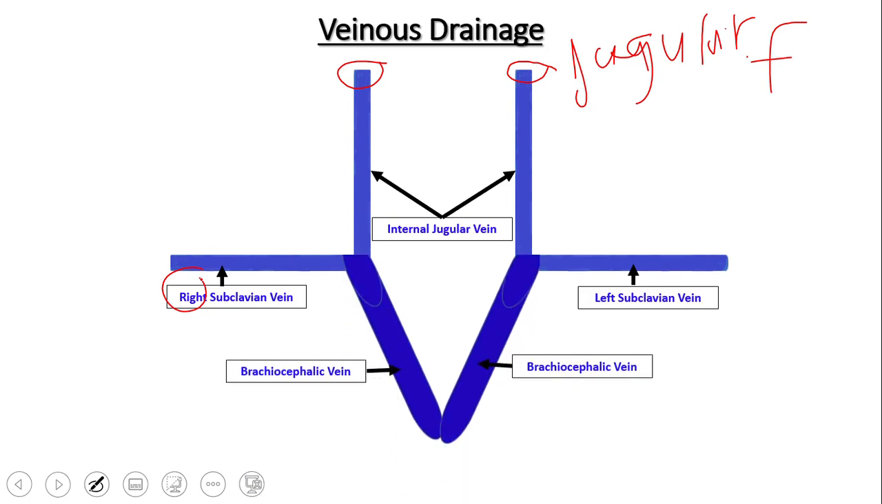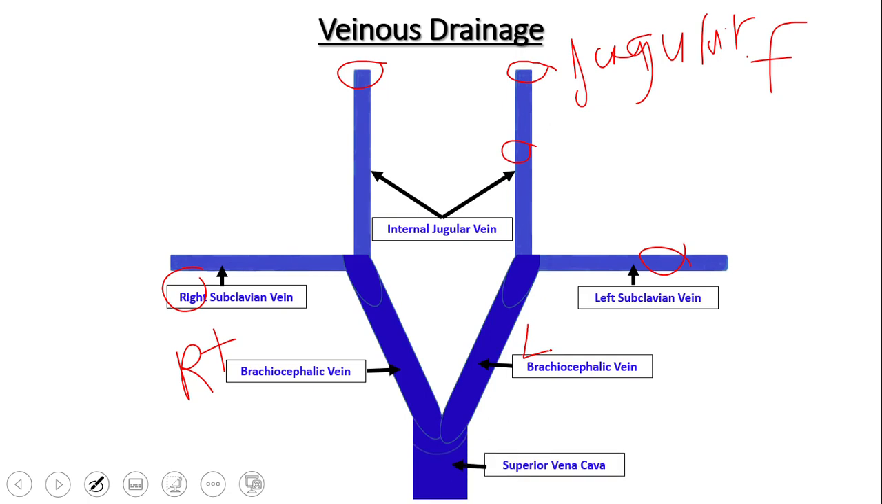When the right internal jugular joins the right subclavian, then we have the right brachiocephalic vein. When the left internal jugular vein joins the left subclavian vein, then we have the left brachiocephalic vein. The right and left brachiocephalics join so that we have the superior vena cava that drains this deoxygenated blood into the right atrium.